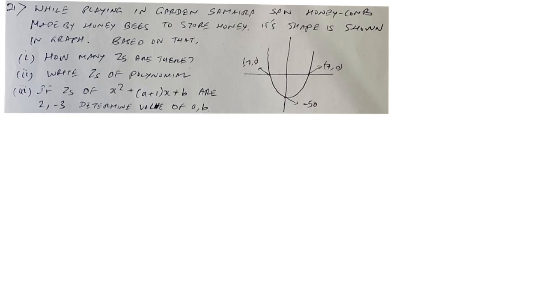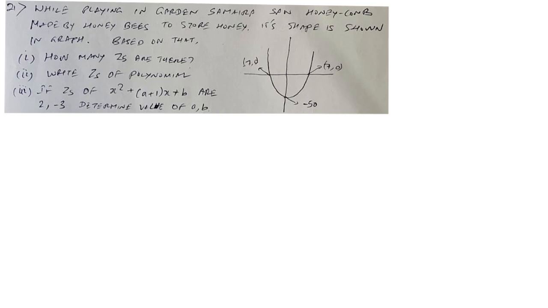See, this question has nothing to do with the honeycomb. It is just extra information. Mainly, you have to look at the graph which represents the honeycomb. Okay. The graph is cutting the x-axis at (7, 0) and (-7, 0), and the bottommost point has y equal to minus 50. Okay, how many zeros are there?